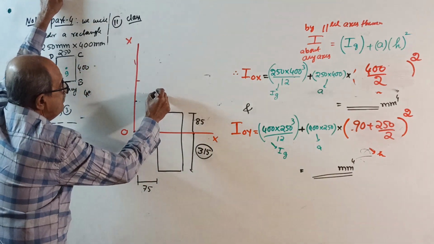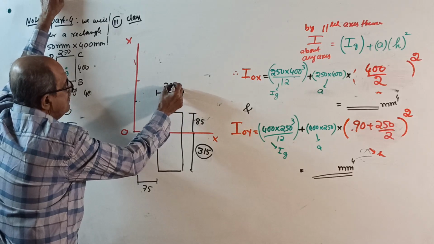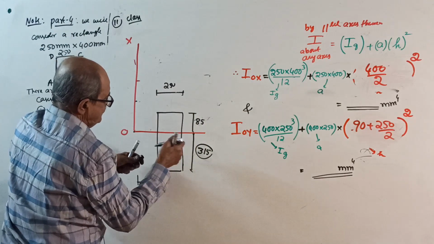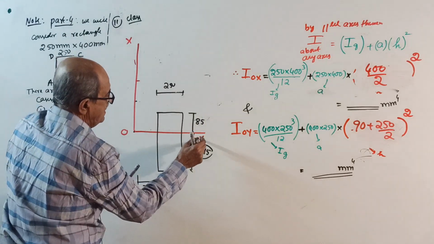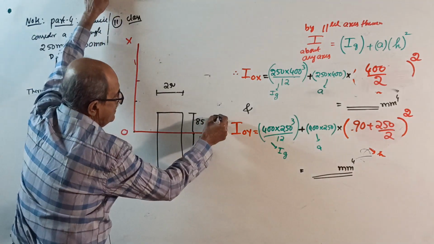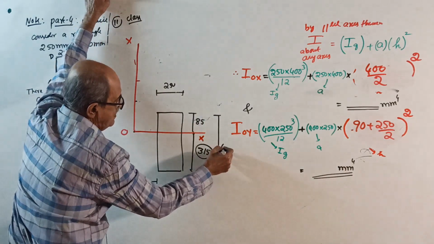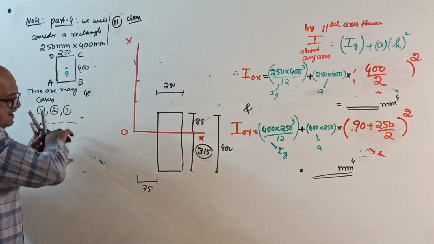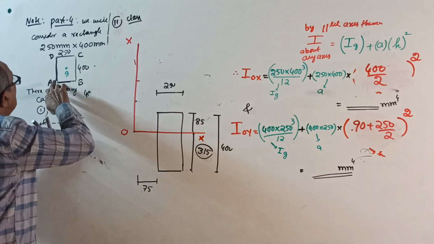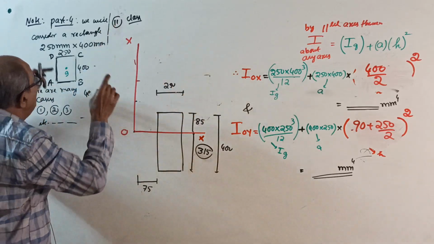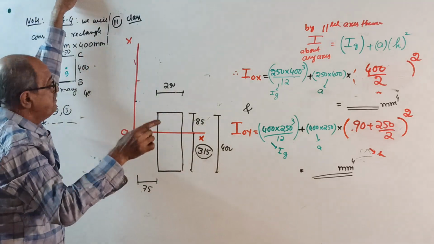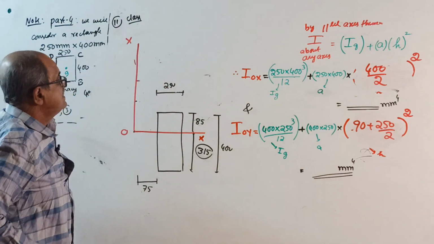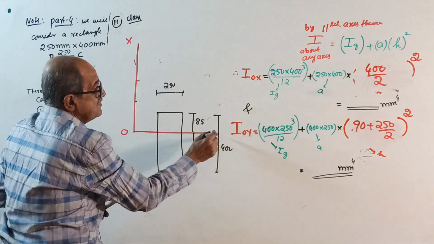Okay, this is 250. Where will I mark the depth? I will mark the depth here, some space required to mark the depth independently. Total depth is 400. I told in the question, the rectangle is placed at 75 mm to the right of OY and of the 400 depth, 85 is above OX axis. Okay, over. Start. I about OX axis.